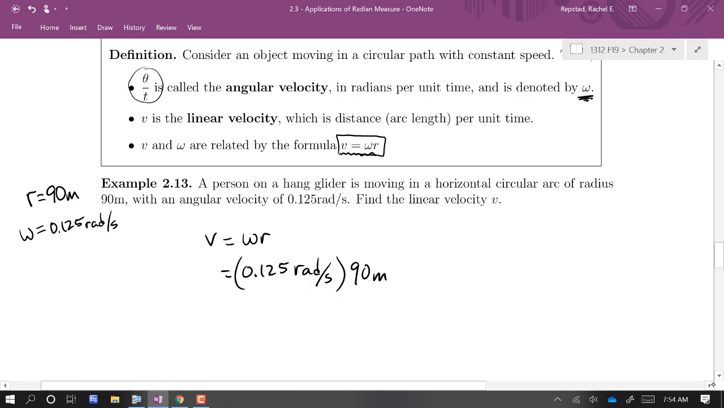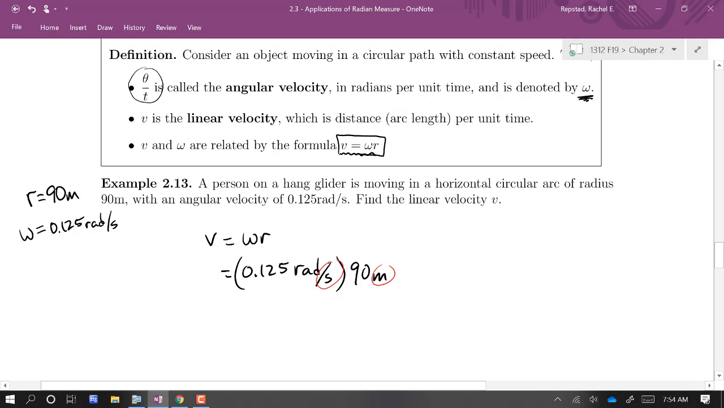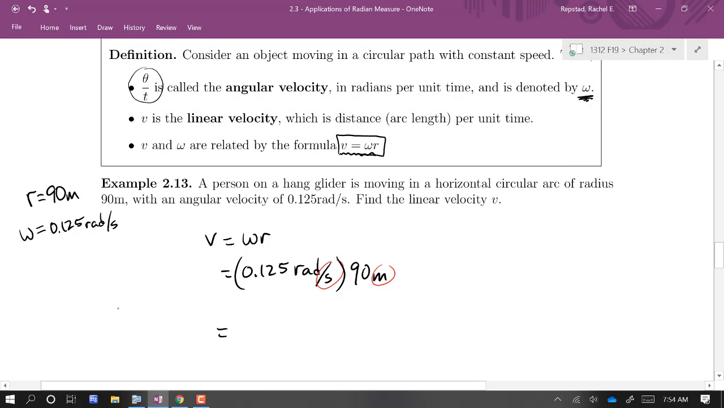Now radians, as I mentioned before, are dimensionless. They will add nothing to the dimensions. And so the units we're going to end up with are meters per second. So 0.125 times 90 is 11.25 meters per second.